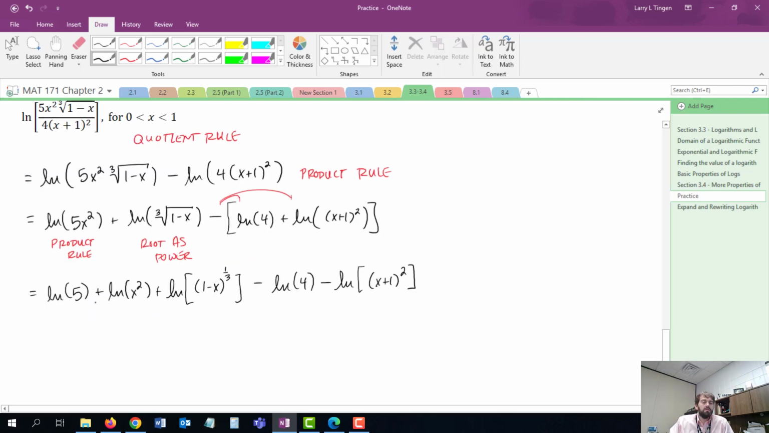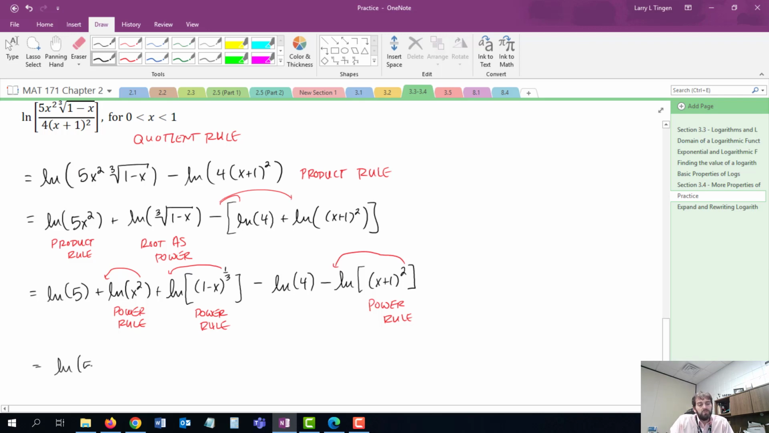Okay, now what? Well, I have 3 cases. Not every term has it, but I have 3 cases of power rule, right? I have a log of something raised to a power in the natural log of x squared. I have the log of something raised to a power of the 1/3, that cube root. And then lastly, I have a square down here. Power. Ooh. And I'm going to do them all at once. That 2 goes out in front of the log, that 1/3 goes out in front, and that 2 goes out front. So where am I at now?